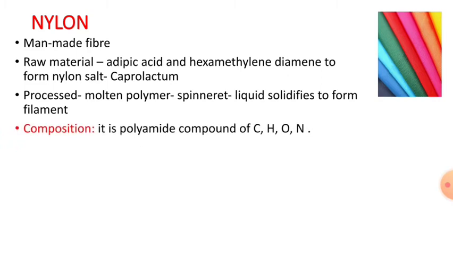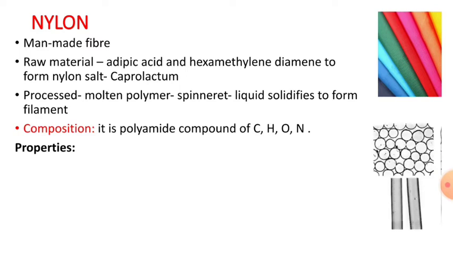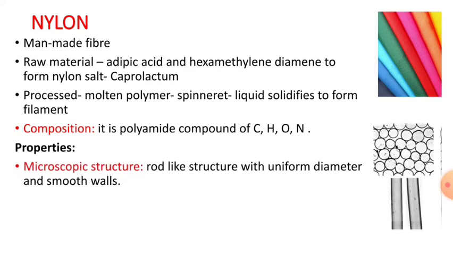Composition of nylon. It is a polyamide compound of carbon, hydrogen, oxygen, and nitrogen. Now we'll discuss properties of nylon. First is microscopic structure. It has a rod-like structure with uniform diameter and smooth walls.